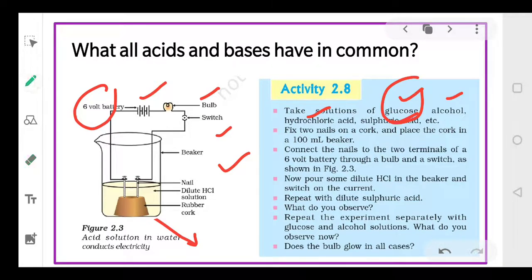Now when we switch on the battery, we'll switch it on and we will note down the observation. So first in case of glucose, second in case of alcohol. Now we'll remove the glucose, we'll pour alcohol, again we'll switch on the current and we'll see what will happen. Then we'll pour hydrochloric acid and we'll pour sulfuric acid one by one. Okay, dear students? Now we'll come to the conclusions.